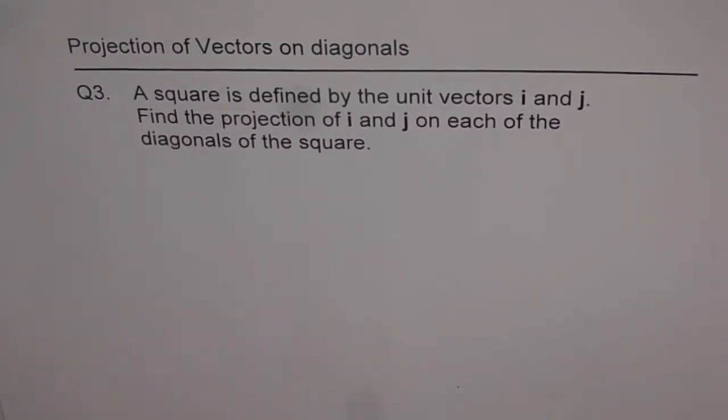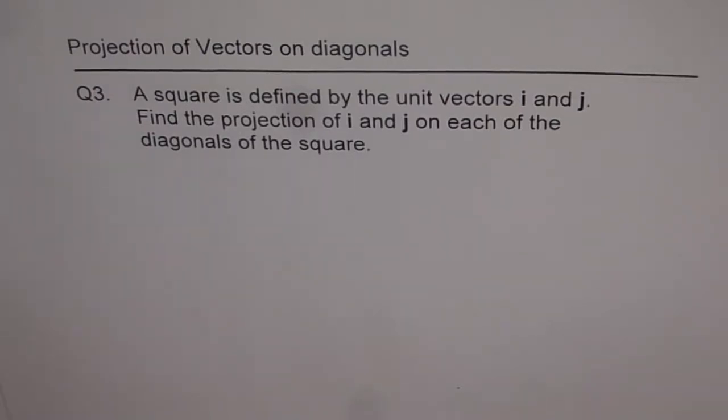Projection of vectors on diagonals, question 3. A square is defined by the unit vectors i and j. Find the projection of i and j on each of the diagonals of the square, right? So attempt this problem, try to sketch it first and then get your solution. Once you have done, then you can look into my suggestion, right?